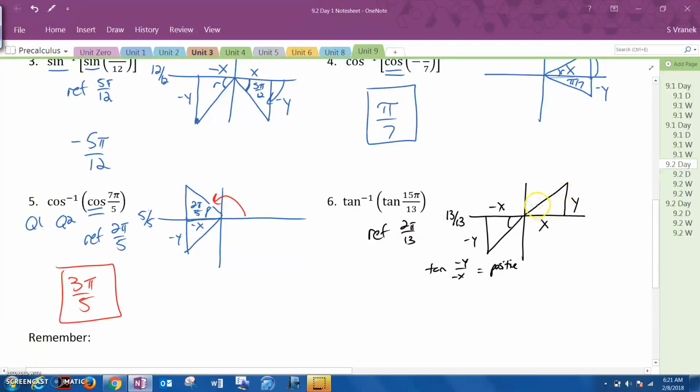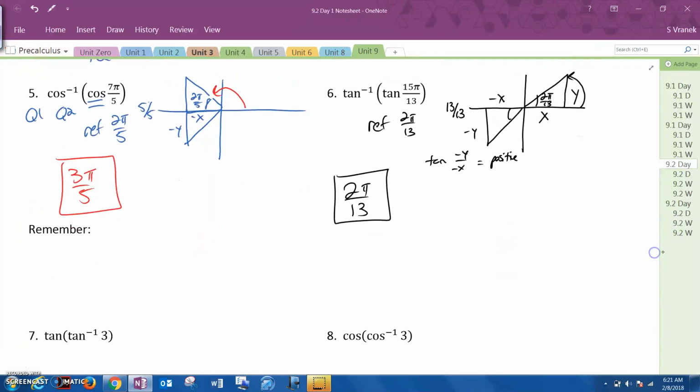We found that the reference angle was 2 pi over 13. And that also happens to be the answer to the problem, because now if I measure from here to here, that is that angle. Alright, so that's how you do those. You also have to remember a couple other things.